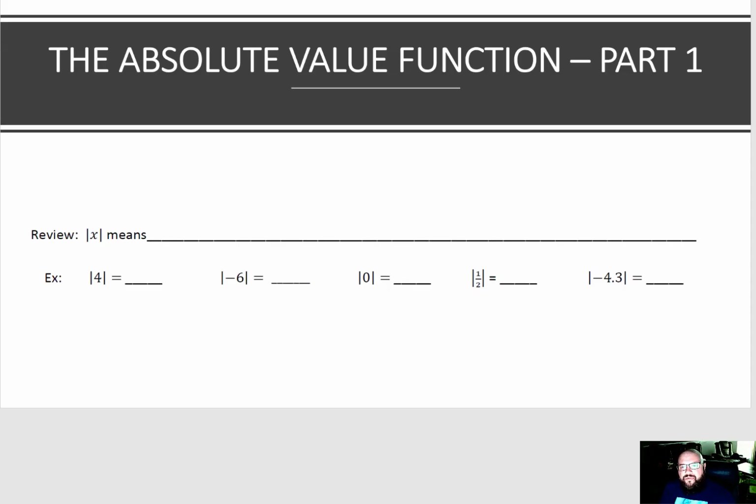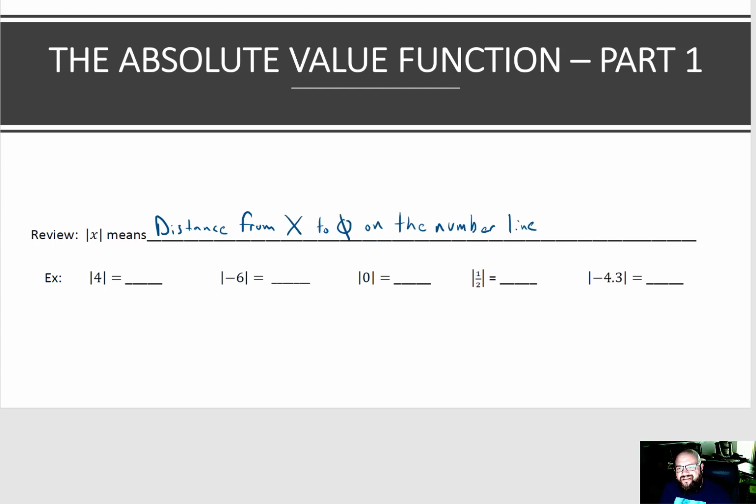Alright, so we're going to jump into talking about the absolute value function. We're going to do a little review here and talk about what the absolute value of x really means. And that's referring to the distance from x to 0 on the number line. So again, the distance from x to 0 on the number line.